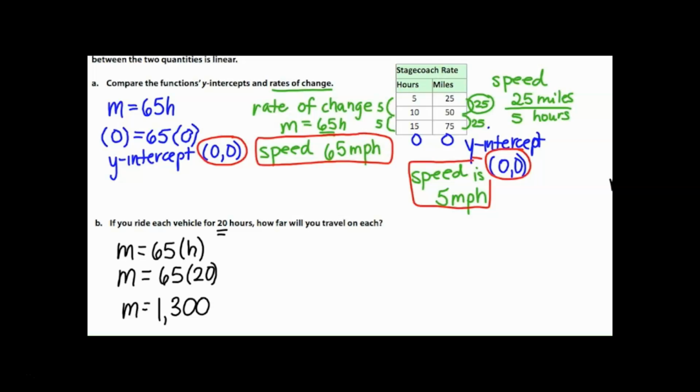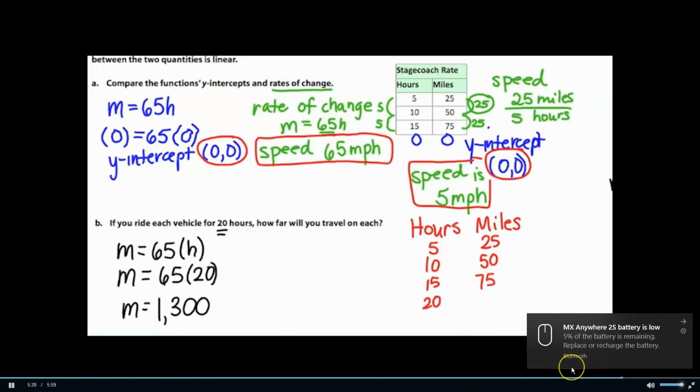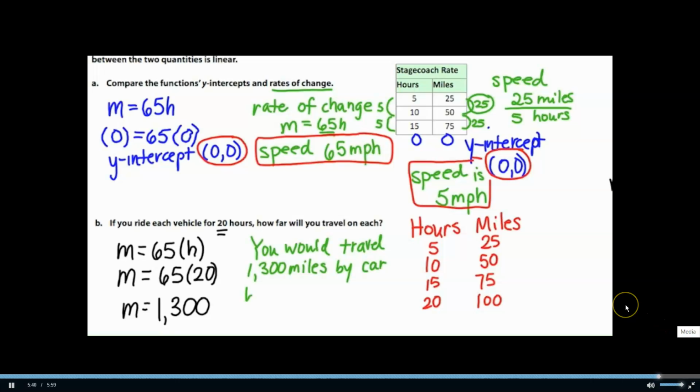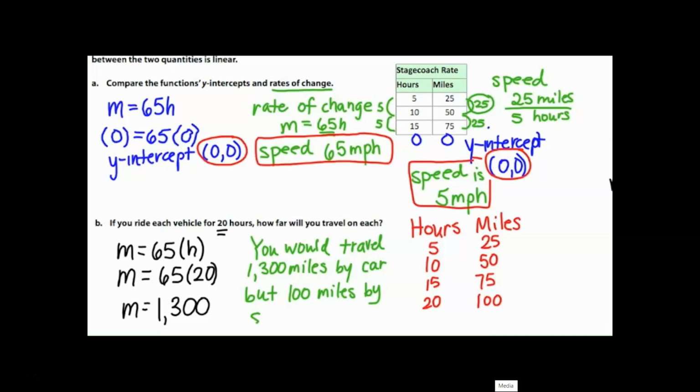For the stagecoach, we'll extend the table given. We have hours and miles, following the pattern 5, 10, 15. If we add another 5 hours, we'll have 20. And for our miles, we were adding 25 to each value. So 25, 50, 75, and 100. So what does that tell us? You would travel 1,300 miles by car, but 100 miles by stagecoach.